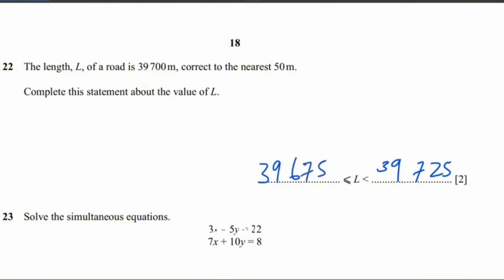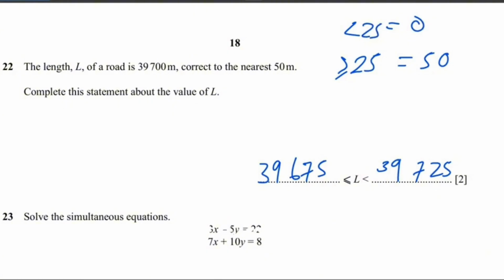Now the logic behind this is that if it is to the nearest 50, then all the numbers which are 25 or greater than or equal to 25 can be rounded up to 50. And all the numbers which are less than 25 can be rounded down to 0. So in this case, this is why it makes sense that the value of L should lie between 39,675 and 39,725.